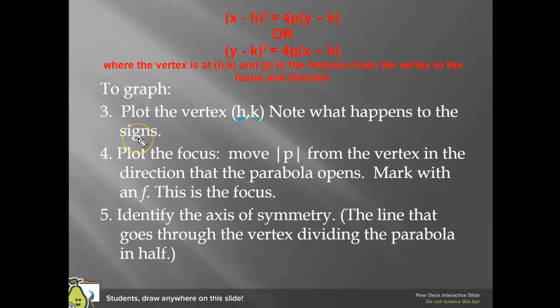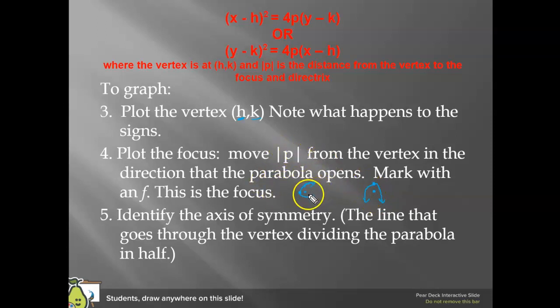The next thing we need to figure out is where is the focus that goes along with this vertex. And that's why we needed to know which direction our parabola was supposed to be opening, because that's the direction that the focus is going to be from the vertex. So if my parabola is supposed to be opening up to the right, then I'm going to make sure that my focus is p spaces away from the vertex in that direction. If it's supposed to be going down, I'm going to make sure that my focus is that direction from the vertex, because the focus is always inside the parabola. If your vertex is that point where it turns around, the focus is inside of the parabola.